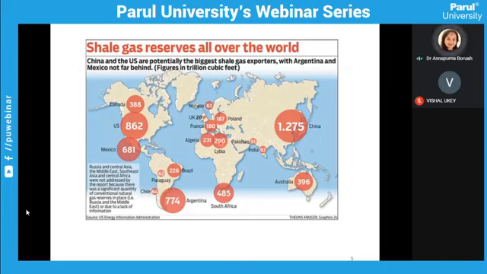Here you can see that China is estimated to have the world's largest shale gas reserve. The first commercial shale gas well was drilled in the US in 1821 in Fredonia, New York, and it was a shale gas well producing from the Devonian Fredonia shale formation.